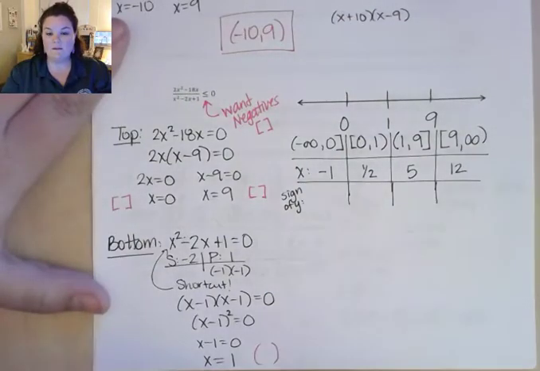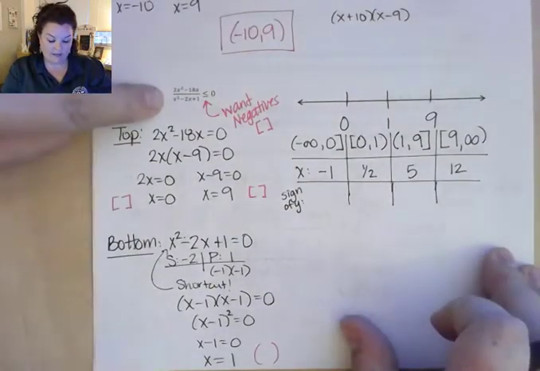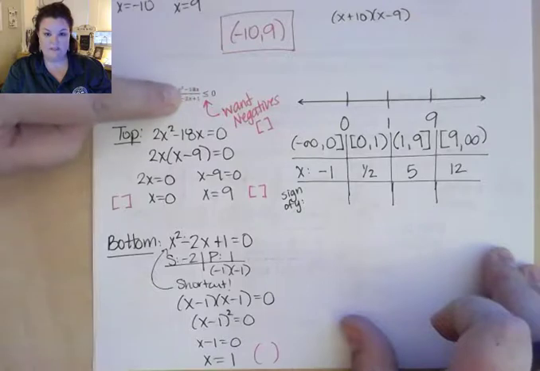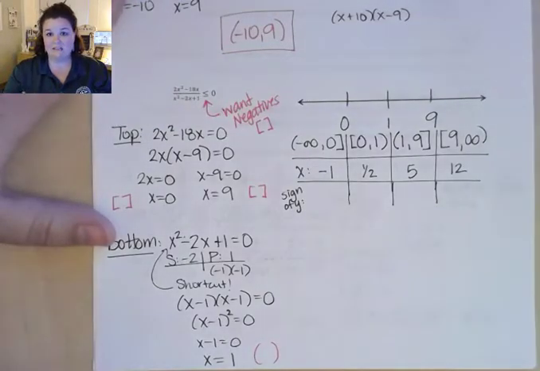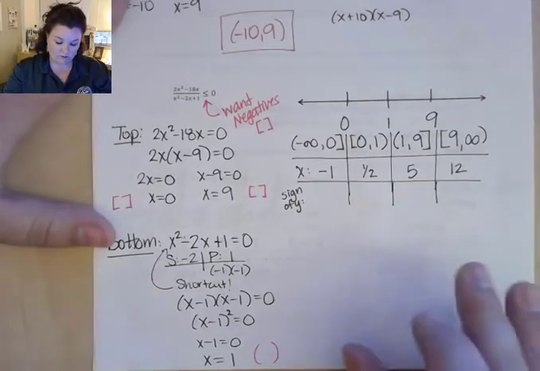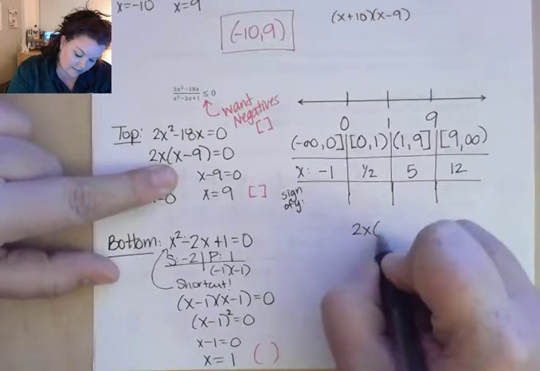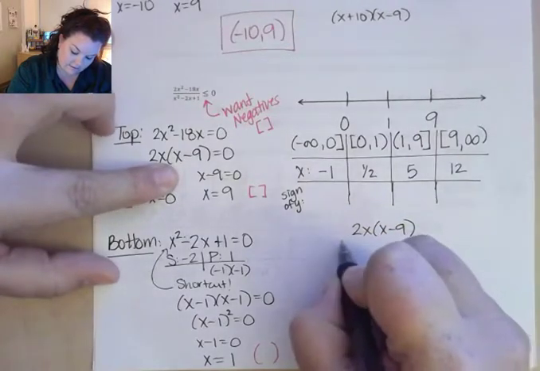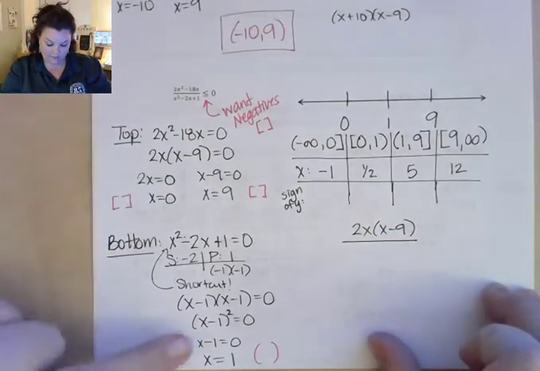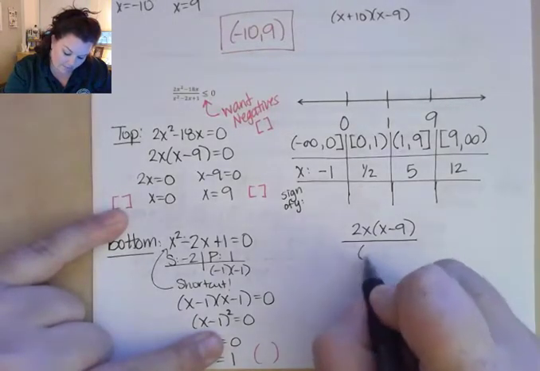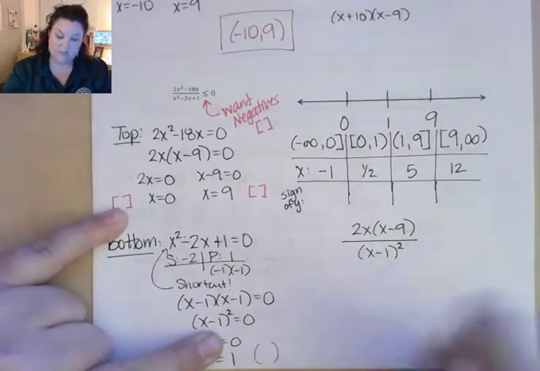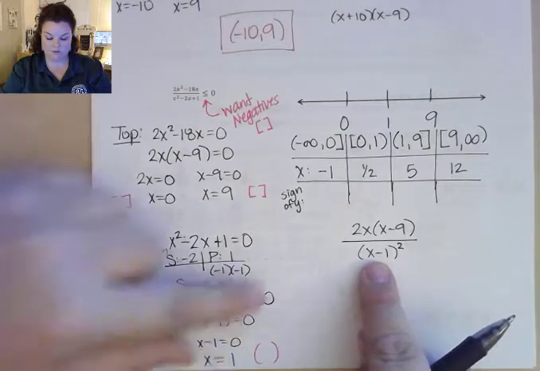Now, where am I plugging these into? I could go ahead and plug it into this entire rational expression as it looks because it's already isolated. But again, I like to plug it into the factored version. So notice when we factored the top, we ended up with 2x times x minus 9. And on bottom, we ended up with 2 copies of the quantity x minus 1. So I'm just going to leave it as x minus 1 squared.